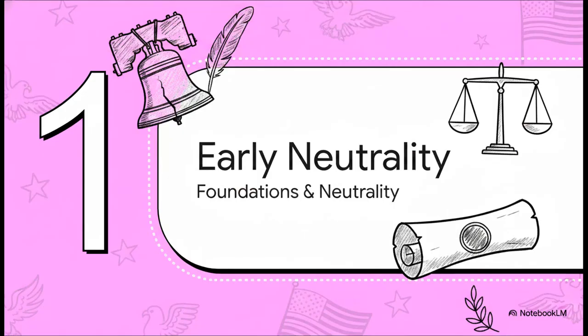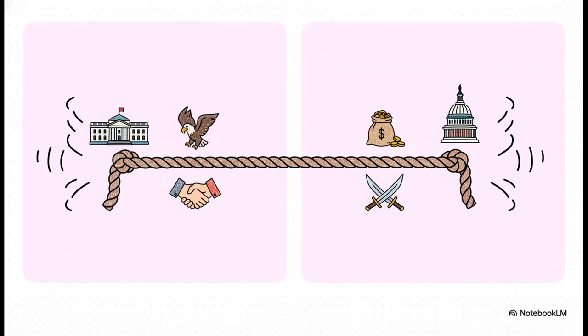All right, Section 1, Foundations and Early Neutrality. Let's look at the rules of the game established right after the American Revolution. So the 1787 Constitution didn't just give one person the keys to the kingdom. Actually, the founders were absolutely terrified of creating another King George, right? So they intentionally set up this complex system of checks and balances to prevent a monarchy in disguise.